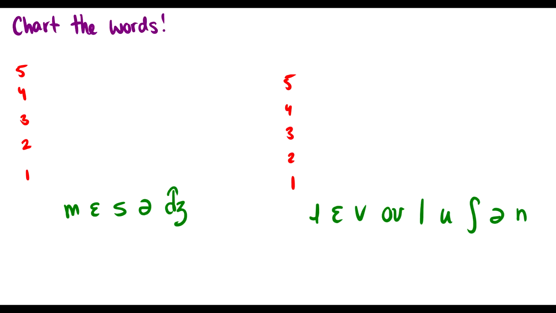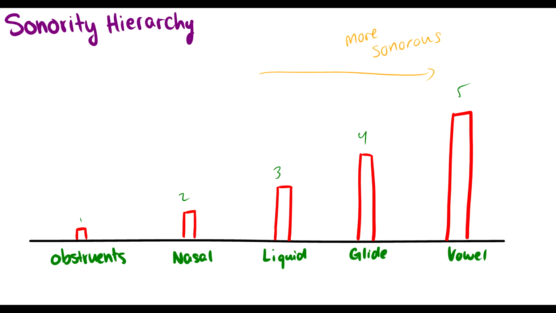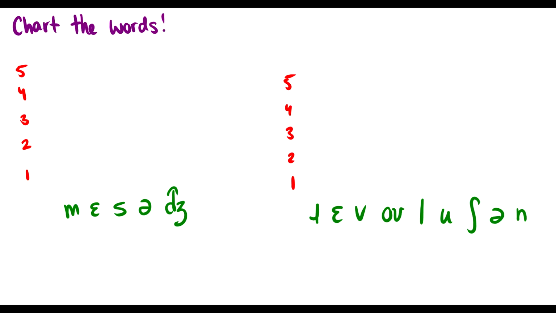So, first of all, let's remember obstruents, nasals, liquids, glides, vowels. You could make an anagram if that helps you, but over time you'll just get used to it. So, m, that's a nasal. So that goes up to 2. That's a vowel, it goes all the way up to 5. S, that's an obstruent, gets 1. Again, that's a vowel, goes up. And j, that's an obstruent.